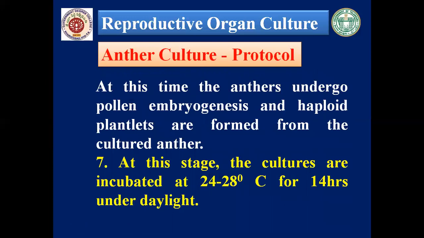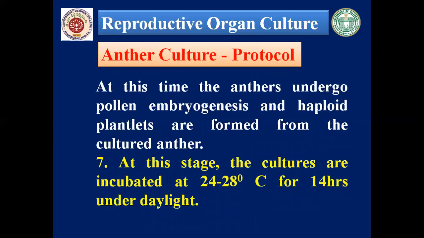Next, at this time, the anthers undergo pollen embryogenesis and haploid plantlets are formed from the cultured anther. So after 3 to 4 weeks, what is happening? These anthers undergo pollen embryogenesis, meaning the microspores present in the anthers undergo pollen embryogenesis, and haploid plantlets are formed from the cultured anther. At this stage, the cultures are incubated at 24 to 28 degrees centigrade for 14 hours under daylight.